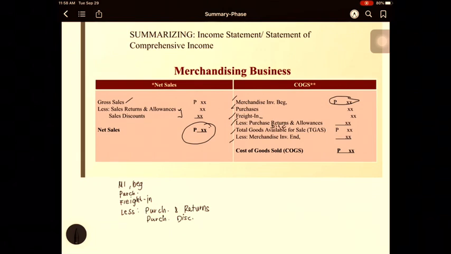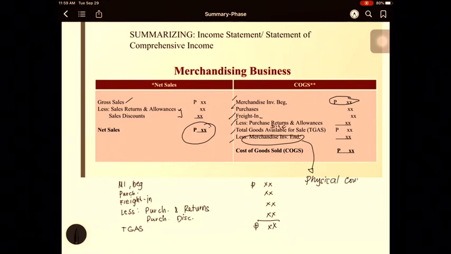So the resulting figure there should give us what we call the total goods available for sale. This is the total amount of goods that are available for the business to sell to its customers. Then we learned in FAB M1 that under the periodic inventory method, how do we determine your merchandise inventory end? The merchandise inventory end is determined through physical counting.